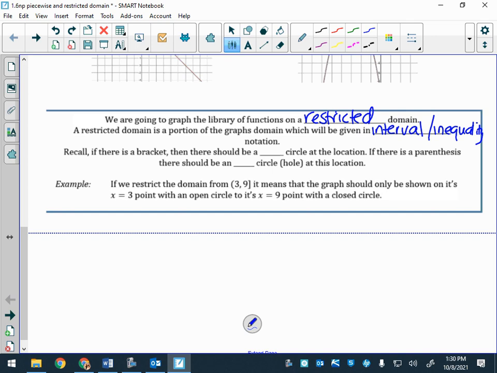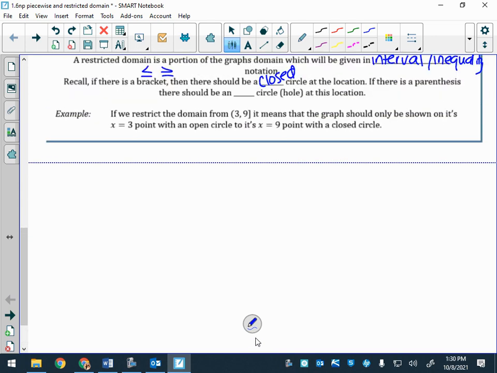I want you guys to recall, if there is a bracket, then what kind of circle should be at this location? Open or closed? Closed. And that also goes with less than or equal to or greater than or equal to. So a bracket, less than or equal to, or greater than or equal to, will have a closed circle. Then if there's parentheses, what type of circle should we have? Danielle? Open, which is another term for a hole in the graph where there's a break. So that could also be less than or greater than.